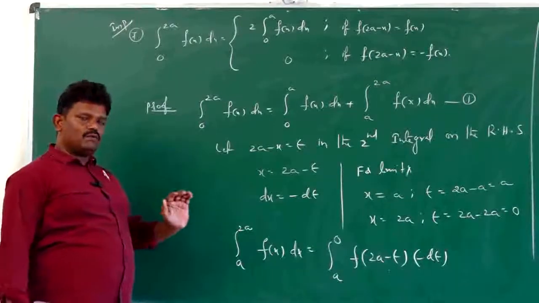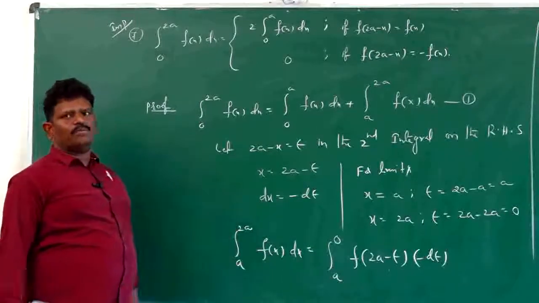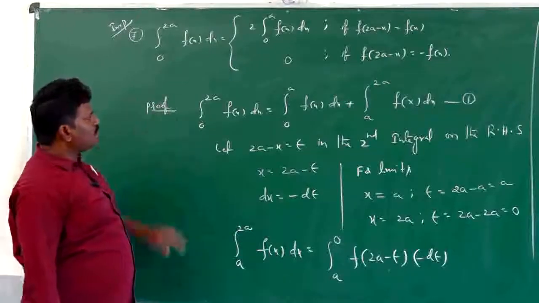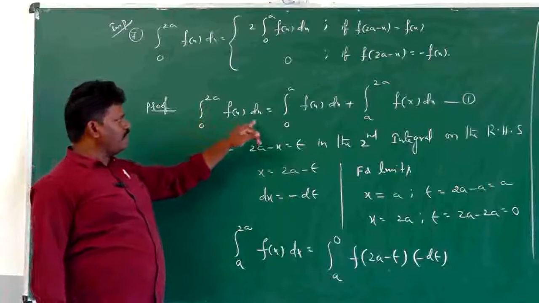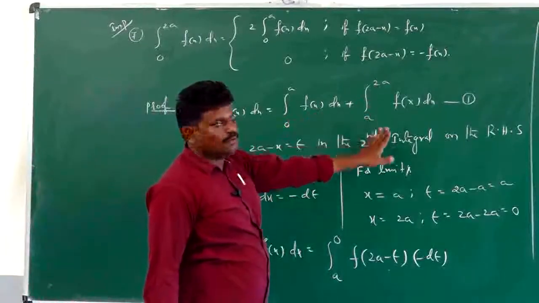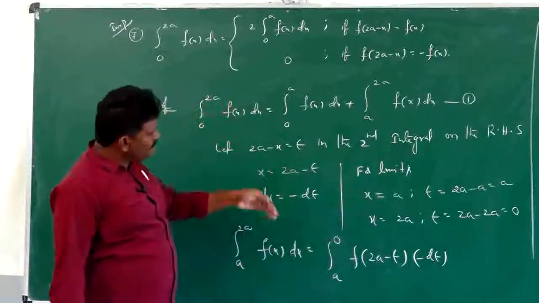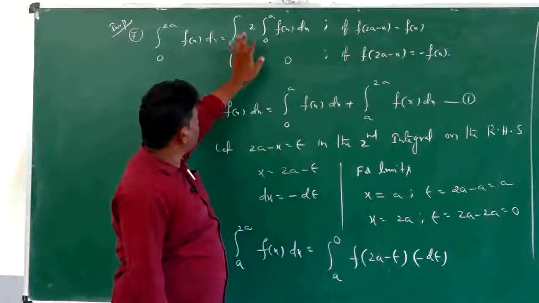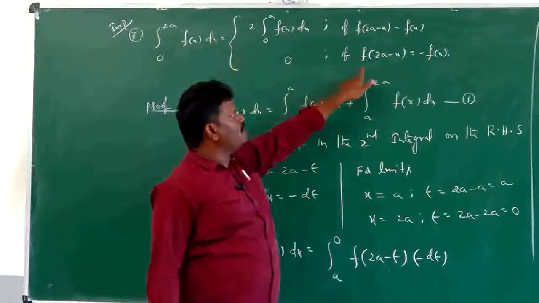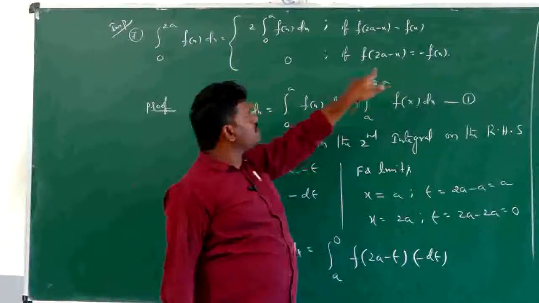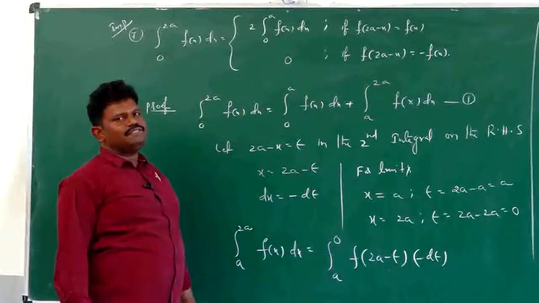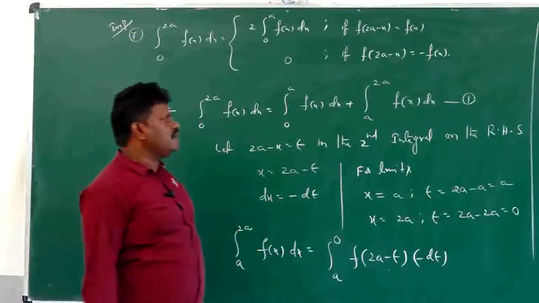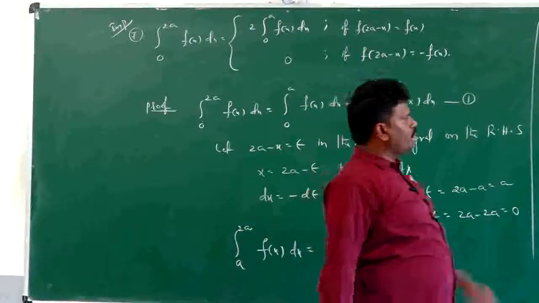The sixth property we already derived, and both are the same property, but here two cases are given. In the sixth property we proved integral 0 to 2a f of x dx equal to this expression. In this property, if f of 2a minus x is equal to f of x, we prove that it equals this value, and if f of 2a minus x is equal to minus f of x, we prove that it equals 0. So the seventh property is derived from the sixth property, and we have completed the sixth property up to this point.